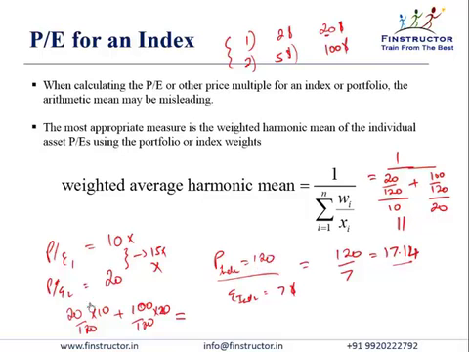If we even did a weighted average of the individual P/Es, that is 20 upon 120 times 10 plus 100 upon 120 times 20, then the answer would have come out to be 18.33. Please again, even this is not the correct answer. So to calculate the PE for an index, either you actually sum up the total price you are paying upon the total earnings that you are expecting, or you do a weighted average harmonic mean.